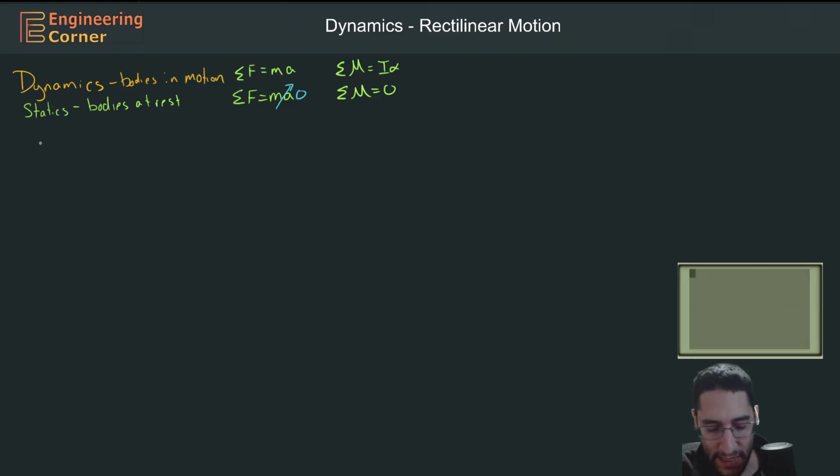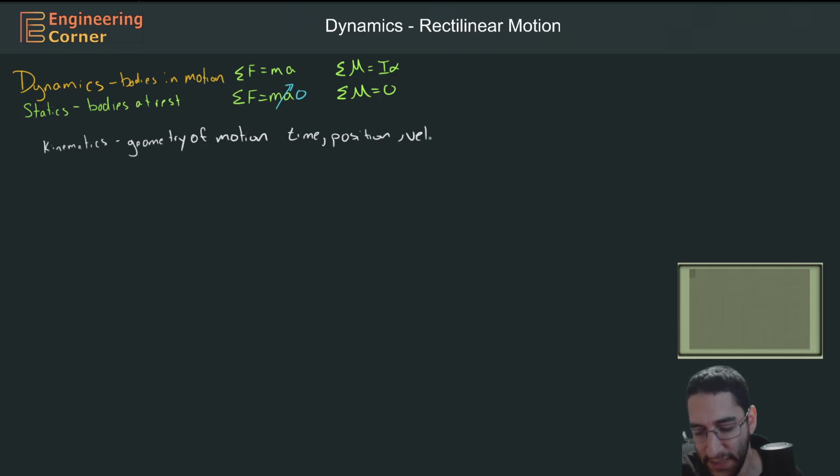When we're working with dynamics, there's two main types of problems we'll be working with. We'll be working with kinematics problems. And what kinematics problems are is the geometry of motion. So what this means is if we have time, position, velocity, and acceleration, and we don't know some of them, we're able to find the relationships between them.